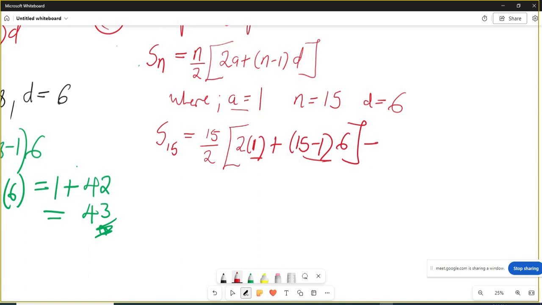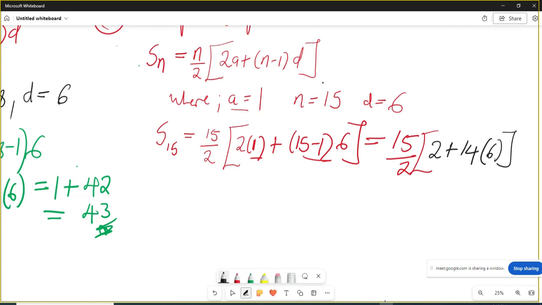So meaning that I'll say is equal to, so we have 15 over 2. And then we have now 2 times 1. You can agree with me to say the answer is 2. And then we go to 15 minus 1, which is 14. So 14 times the 6, like that.